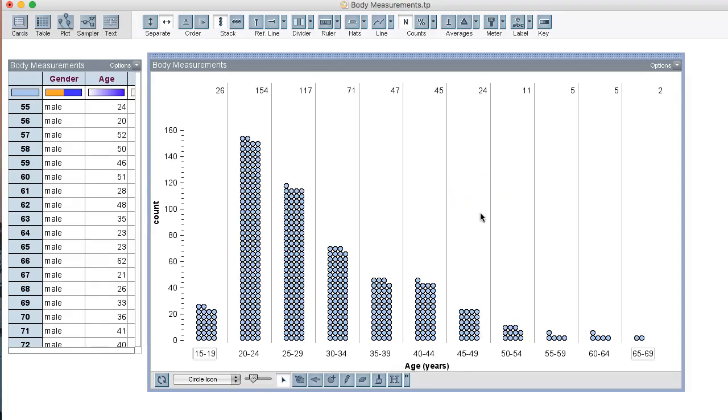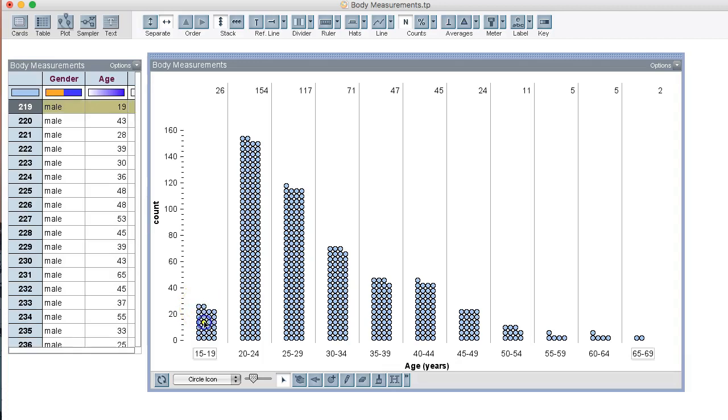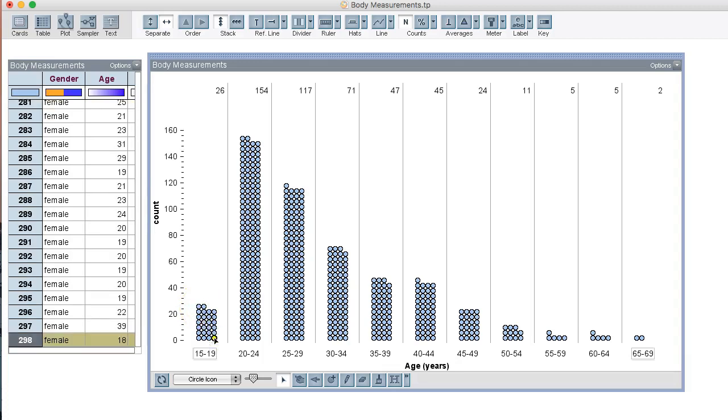Okay, so let's click on a few dots and verify that we understand what's happening here. In this first bin, there are 26 individuals, and everyone in this bin is at least 15, but less than 20 years of age. Let's just look at a few of these people quickly in the spreadsheet. Here's a female, she's 19. Here's a male, he's also 19. Here's a female, she's 18.